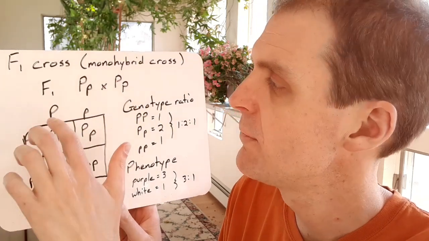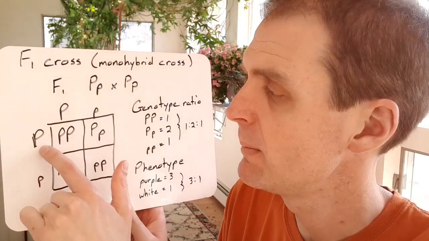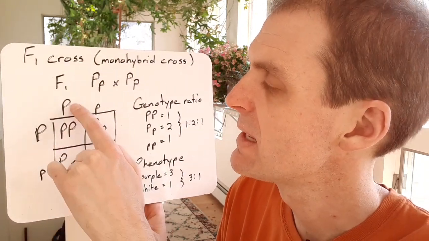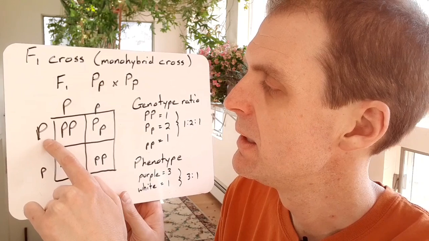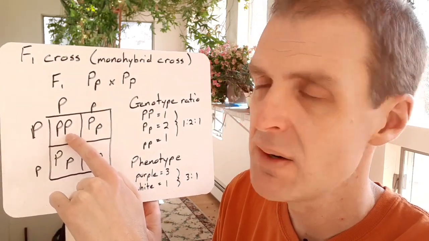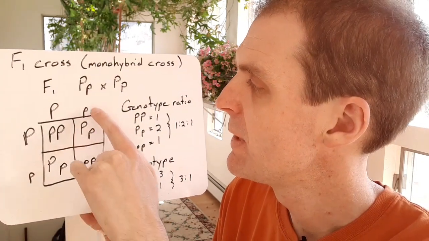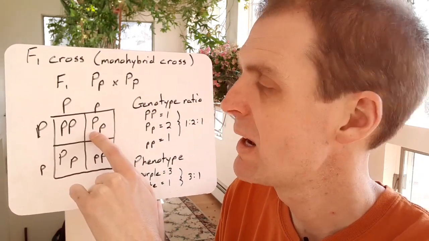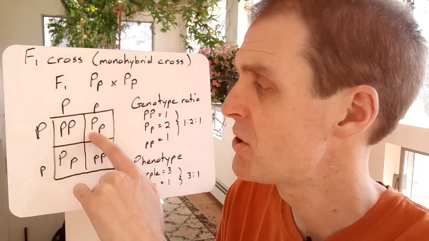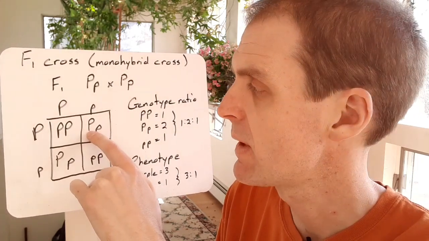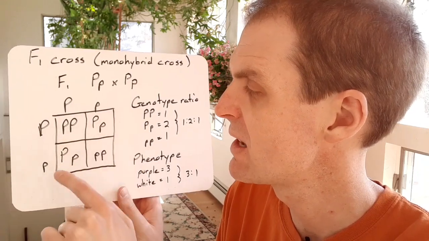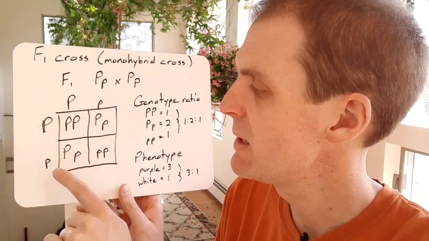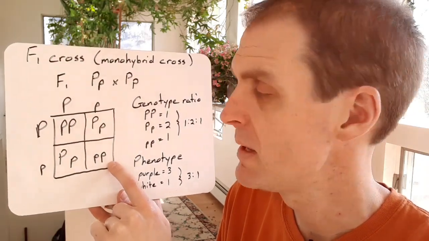And so if this capital P gamete fertilizes this capital P gamete, say that's a sperm pollen and an egg ovule, then you have capital P, capital P. If you have this lowercase p and this capital P, you would write capital P, lowercase p. It's just convention to put the capital letter first if you have a heterozygote. Again, capital P, lowercase p, and then lowercase p, lowercase p ends up down there.